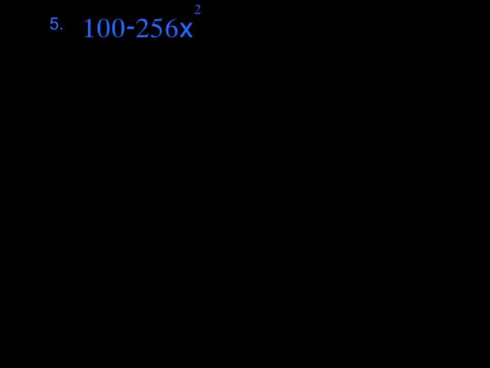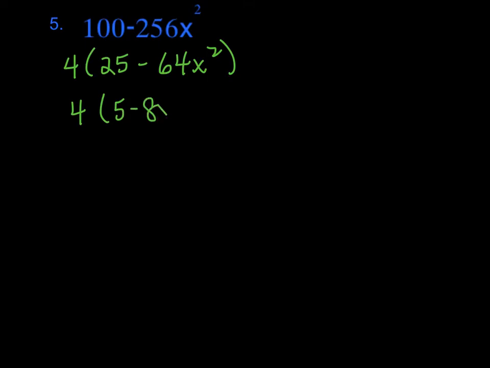Still always going to check for GCF. And I know that 4 goes into both of those, so let me take that 4 out. And I'm going to end up with 25 minus 64x squared. And then I can see that that's the difference of perfect squares. So let me always bring down that GCF. And I'm going to write 5 minus 8x and 5 plus 8x.